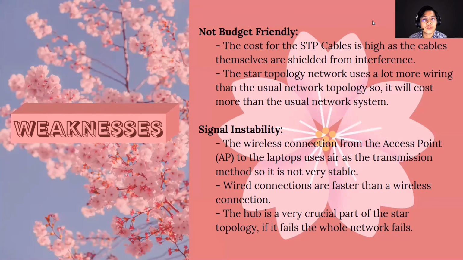Moreover, the network system itself has signal instability. The wireless connection from the access point to the laptop uses air as a transmission method, so it is not very stable. Wired connections are faster than wireless connections. Finally, the hub is a very crucial part of the star topology because it is the heart of the topology itself. If it fails, the whole network will fail and will be unable to function properly.